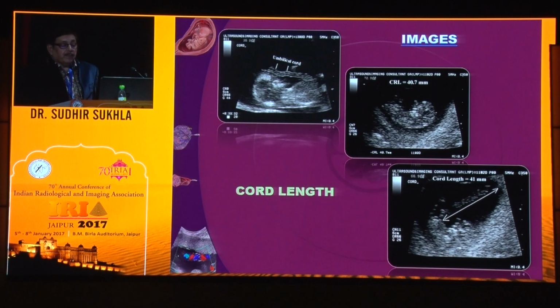Here is a picture of early pregnancy, where the CRL is equal to the cord length. This is up to 12 weeks. The cord length is equal to the length of the baby.